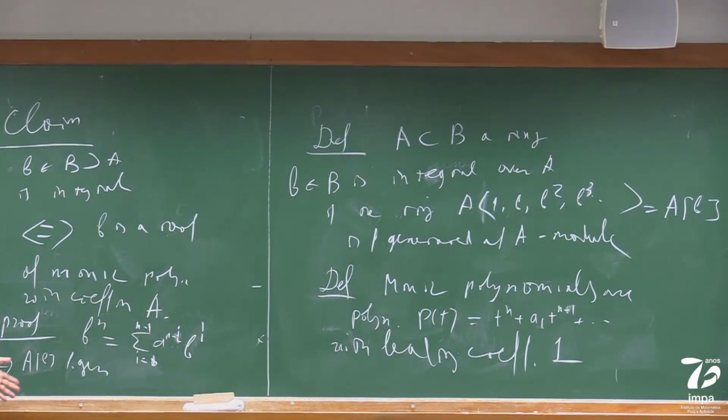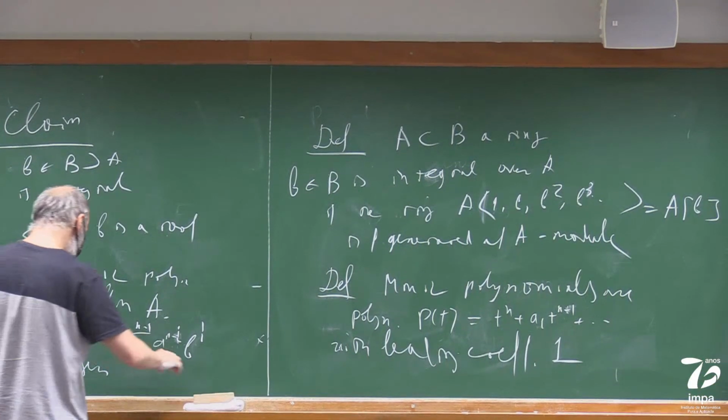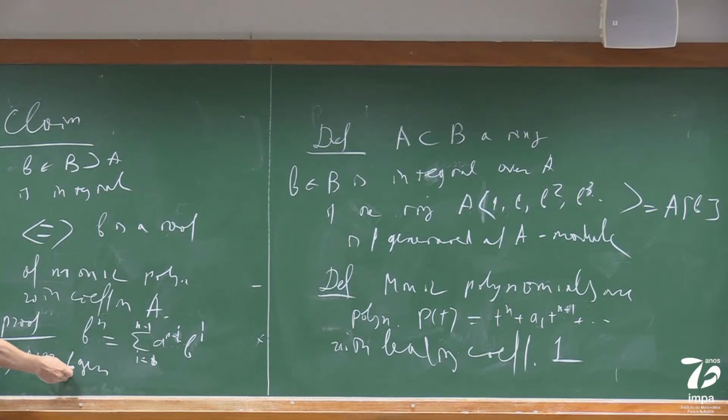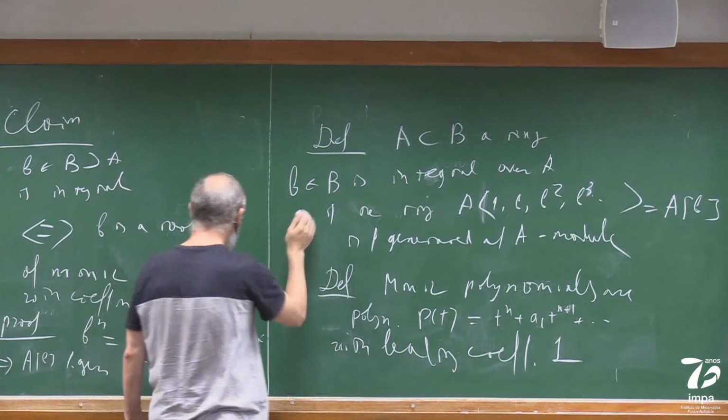Of course, it's finitely generated as a ring. But here, finite generatedness means for modules. It's entirely different finite generatedness. Okay, so this is one direction. If it is a root of a monic polynomial, then it is integral. This is integrality of b by this definition.